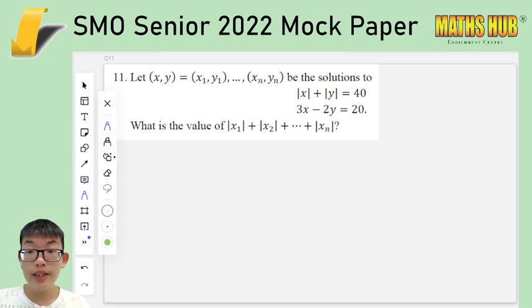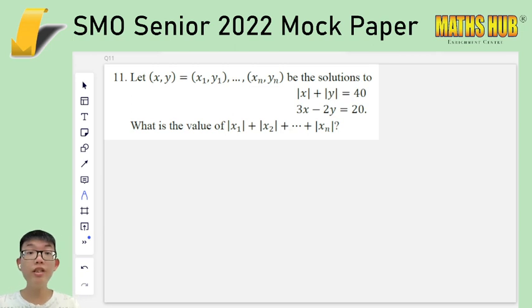So for question 11, we have a pair of simultaneous equations. One of them involves absolute values, one of them does not. And we're asked to find what is the value of, well, essentially this requires us to find all the solutions, right? So as long as you find all the solutions, this will be fine.